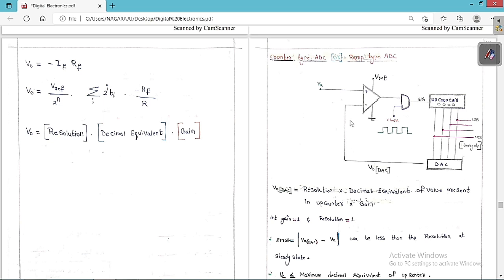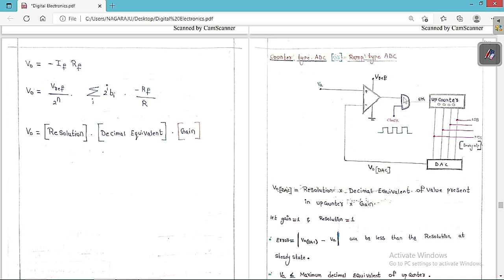We are going to compare these two voltages. The op amp compares these two voltages, and then we get this result. If VA is greater than this voltage, then we get plus V reference as output. If VA is less than this voltage, then we get 0 voltage at the output.